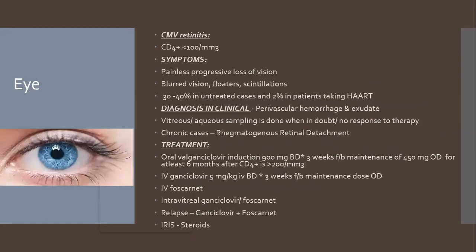Eye is very important because we have 2 important infections in the eye. One is CMV retinitis. Okay, so it occurs like the neurological spectrum, where the CD4 count is less than 100. It usually causes painless progressive loss of vision. So this is very important because vision loss can occur. In mild cases where loss of vision does not occur, blurred vision, floaters, scintillations, etc. can occur. The diagnosis is mainly clinical. If you do a fundus examination with an ophthalmoscope, you can see perivascular hemorrhage and exudate. The forest fire appearance you would have.